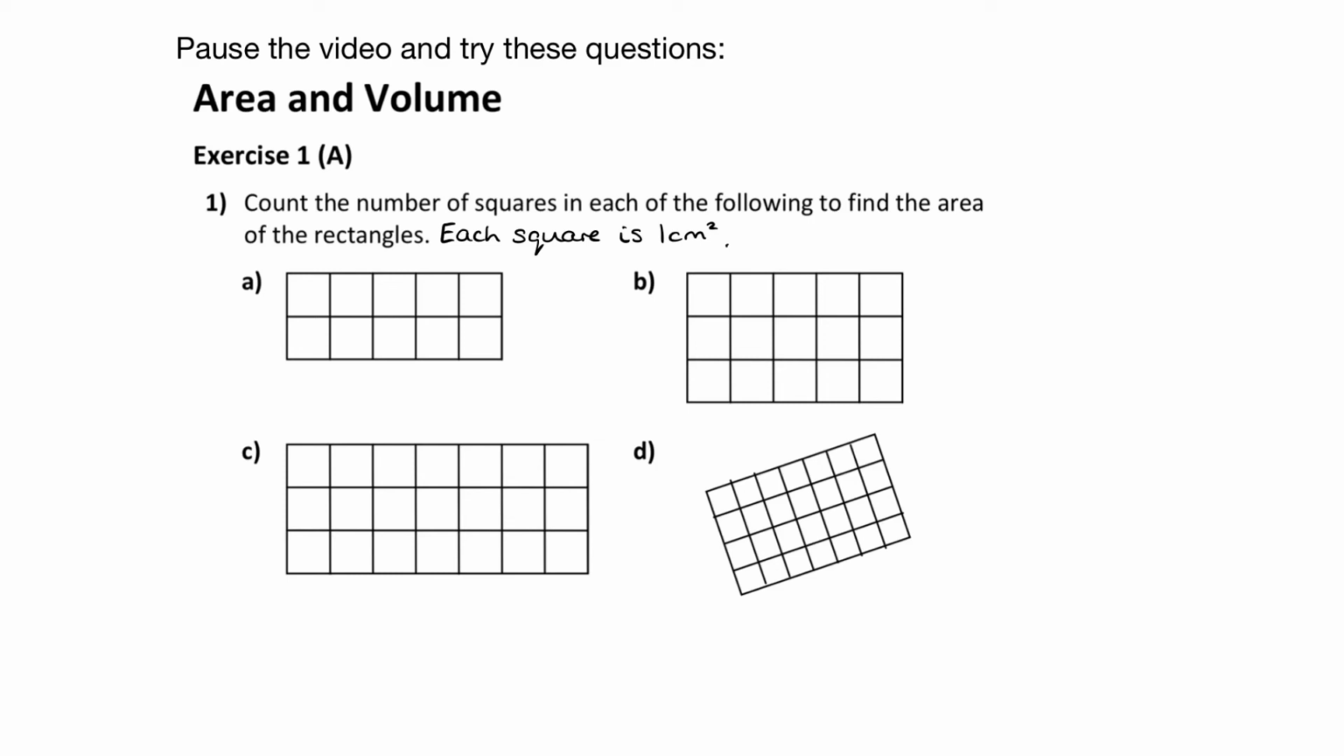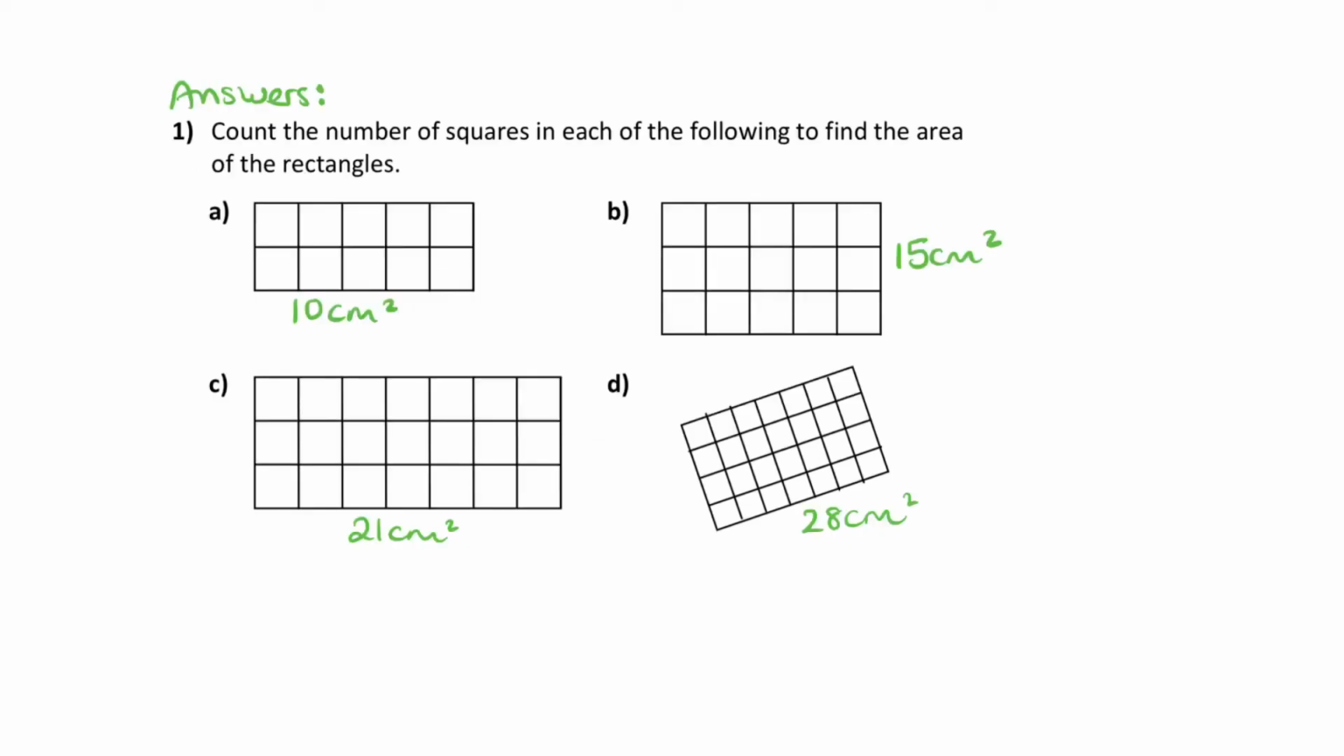So if you pause the video, I just want you to find the number of squares in each of the following to find the area of the rectangles. Each square is 1 square centimetre. So basically, you're just counting squares. So pause the video just now and find the areas of those rectangles. Remember, we need our units of square centimetres. And here are the answers. So you can pause the video and check those.